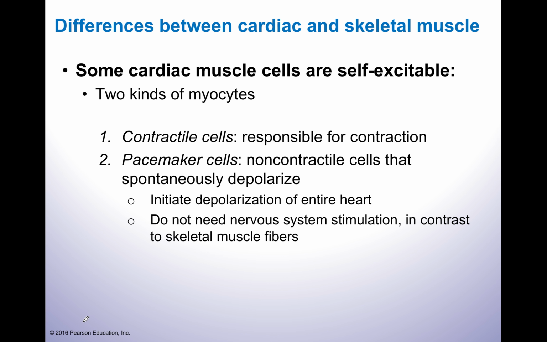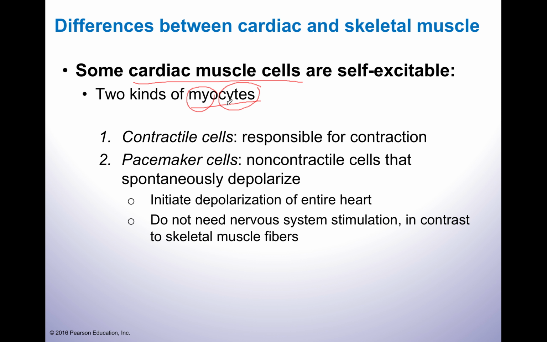are in the cardiac muscle cell. This is really important, guys. In cardiac muscle cells, you actually have two types of myocytes. Myo means muscle, cyte means cell. So myocyte basically means muscle cell. So what are these two types of cells?